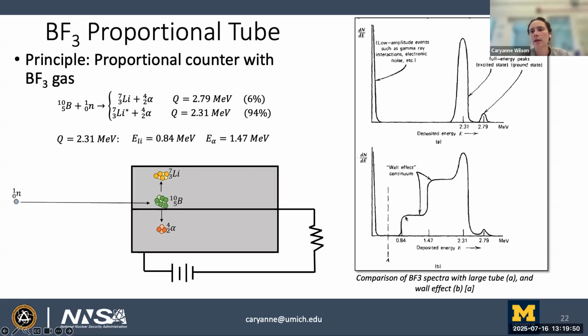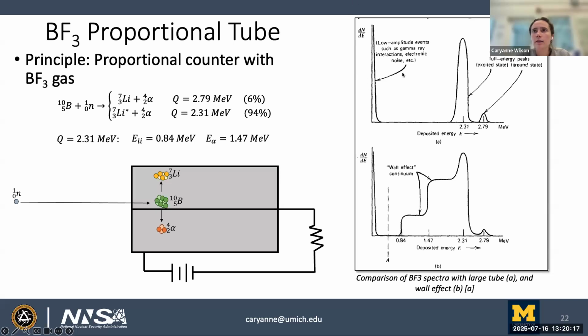when you have a smaller detector, you see this wall effect where the alpha will deposit up to its full energy, and then you get the full energy of the lithium and some of the alpha, and then you see the full energy deposition peaks there. This is caused by interactions close to the wall.